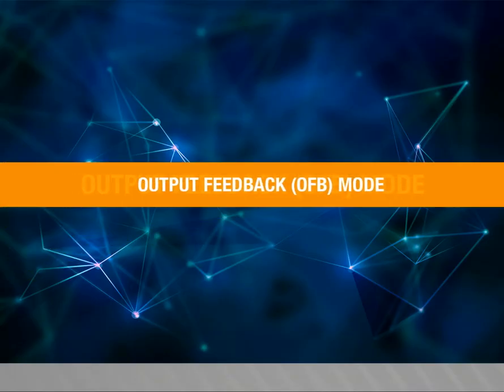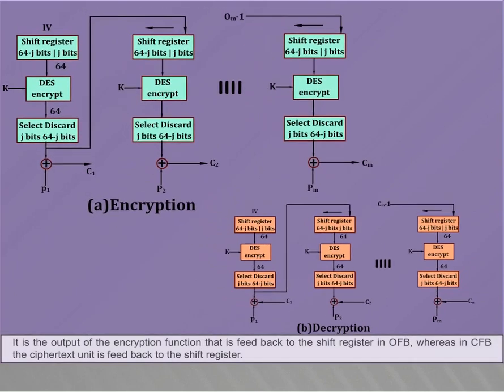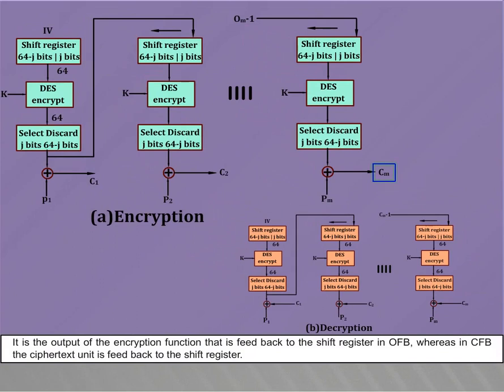Output feedback mode, OFB mode. In this video, we are going to see about output feedback mode, OFB mode. The output feedback OFB mode is similar in structure to that of CFB. It is the output of the encryption function that is fed back to the shift register in OFB, whereas in CFB, the ciphertext unit is fed back to the shift register.